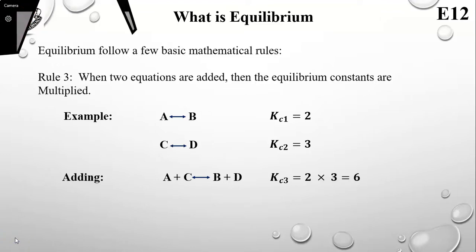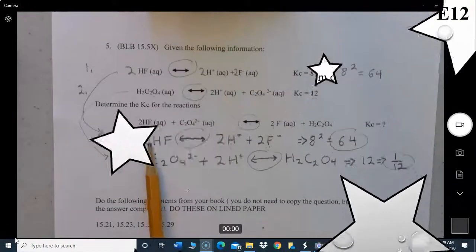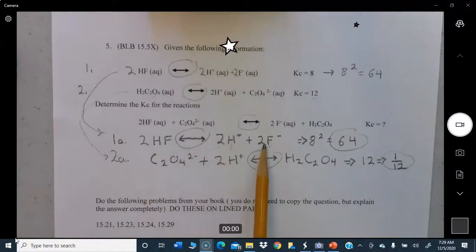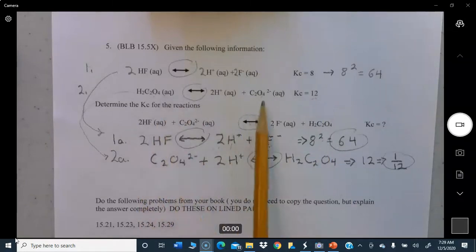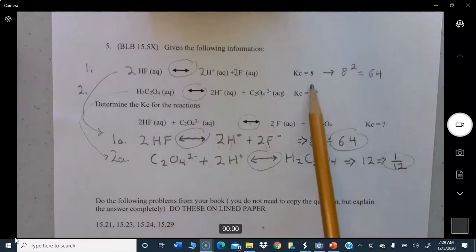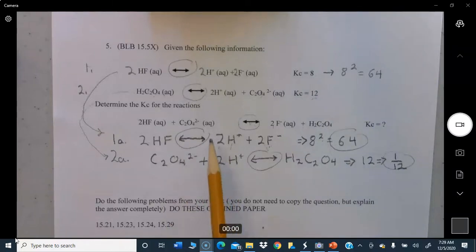Okay, so I've rewritten my equations down here. I multiplied 1 through by the factor of 2. That squares the equilibrium constant of 8 to 64. I reversed number 2 down here. That means the equilibrium constant, the 12 here, you take the reciprocal, you flip it. Alright, so now let's go ahead and be sure that these two add up to this.